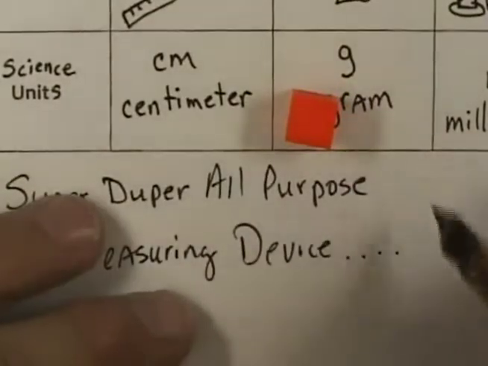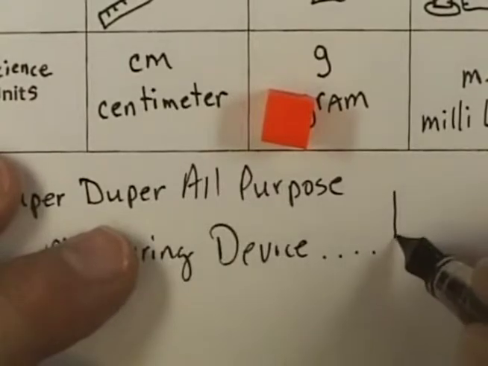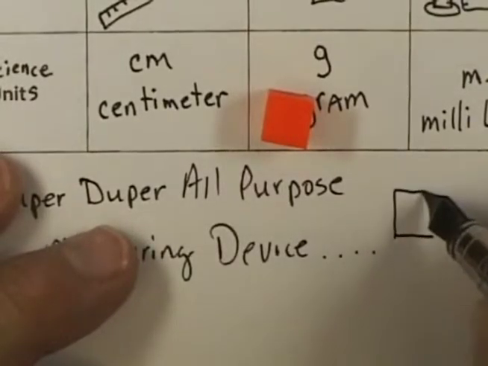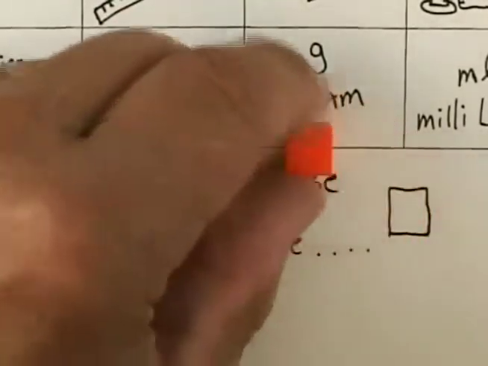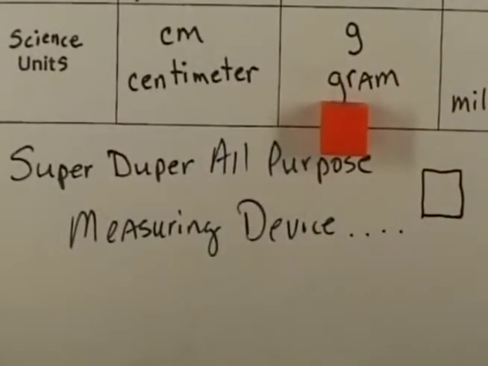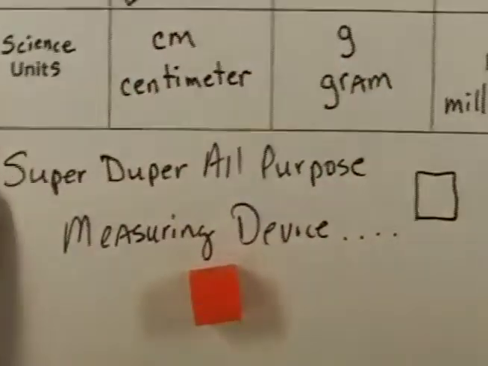draw a picture of that, and here we go. It looks like this. It's like that, and like that. Can you draw that? Okay, got it. Super duper all-purpose measuring device. I got to see this. All right. Oh, you know what?